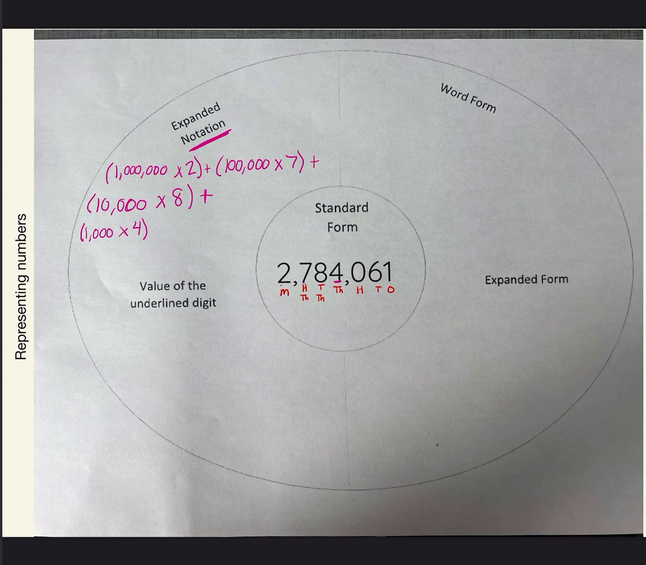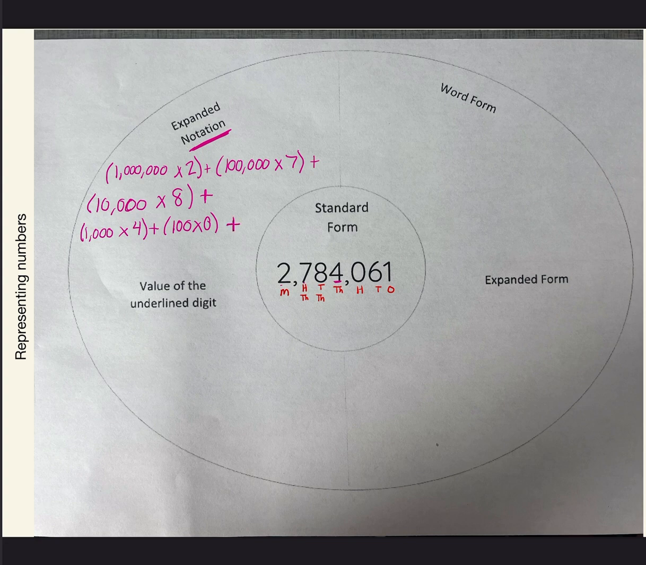Now I look in my hundreds, but I have nothing in my hundreds because it is a 0. So I could represent that if I wanted to. I could do 100 times 0 because my 0 is right there, but I don't have to do that. I could have left that part out, but if I want to, I can include it.